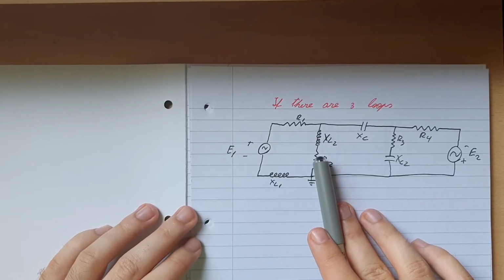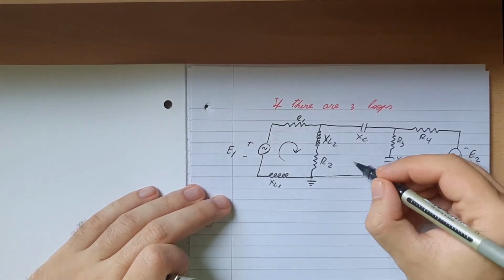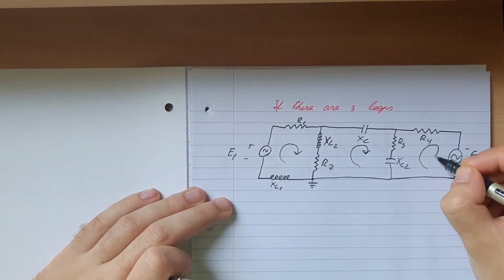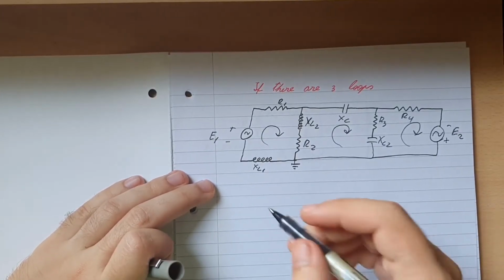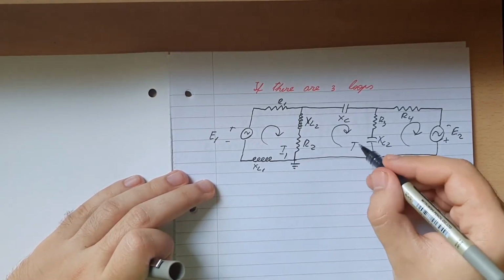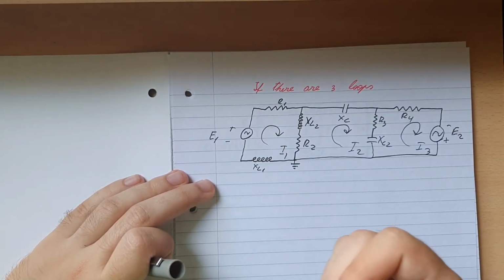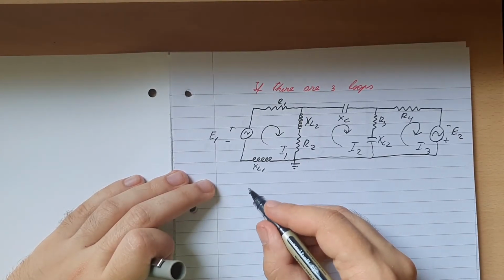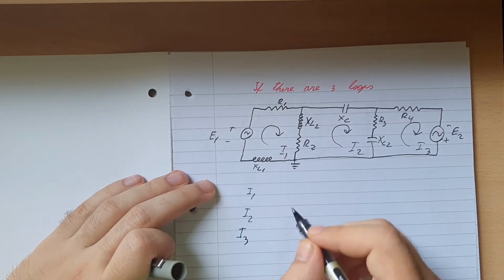So I made this one and I was thinking, okay, how can I calculate the 3 loops going through? And then I realized, well, if I have 3 loops, the big problem is that I'll have 3 currents. I'll have I1, I2, and I3. And the problem of having 3 currents is that I'll have 3 equations. I have the equation for I1, I have the equation for I2, and I have the equation for I3.